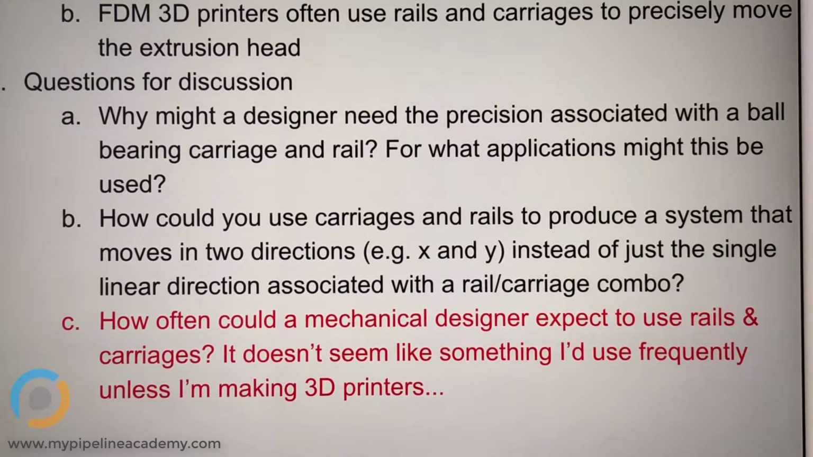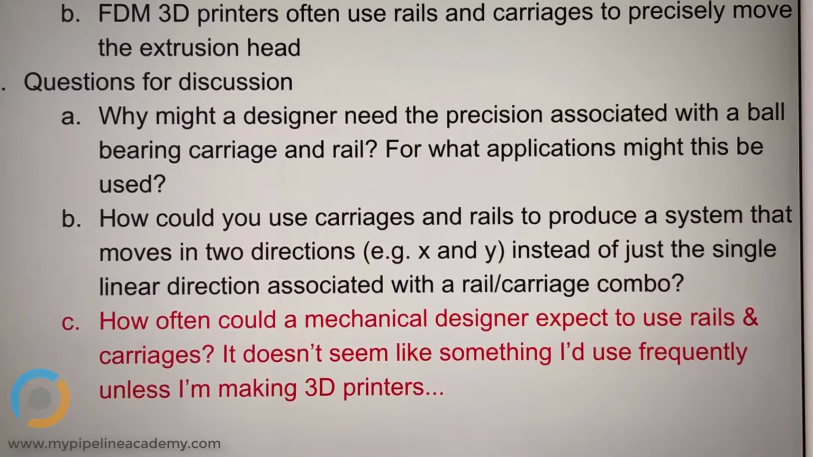So why might a designer need the precision associated with a ball-bearing carriage and rail? Like, for what applications would this be useful? From the previous lesson here above, it looks like to make a 3D printing, like the head of the 3D printing machine so it can move, or maybe robotics.